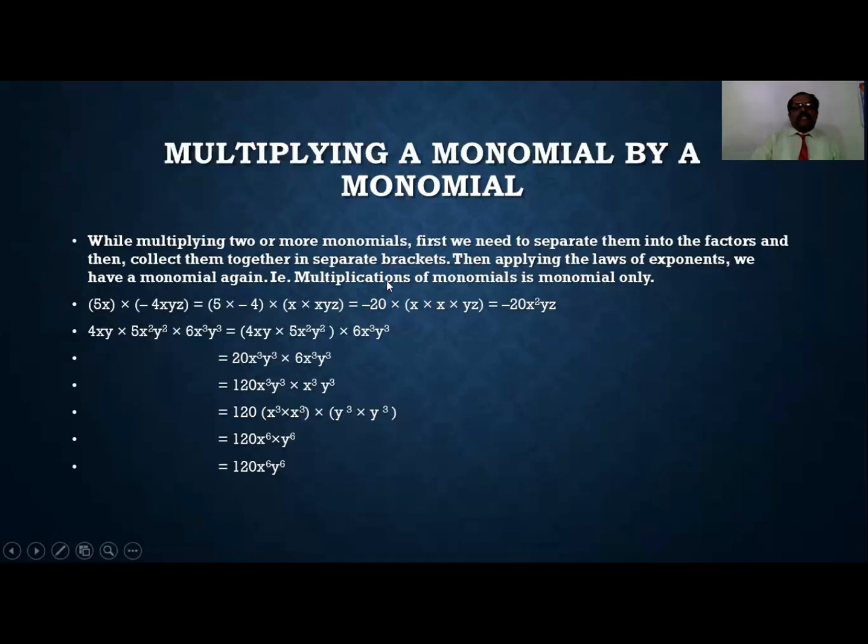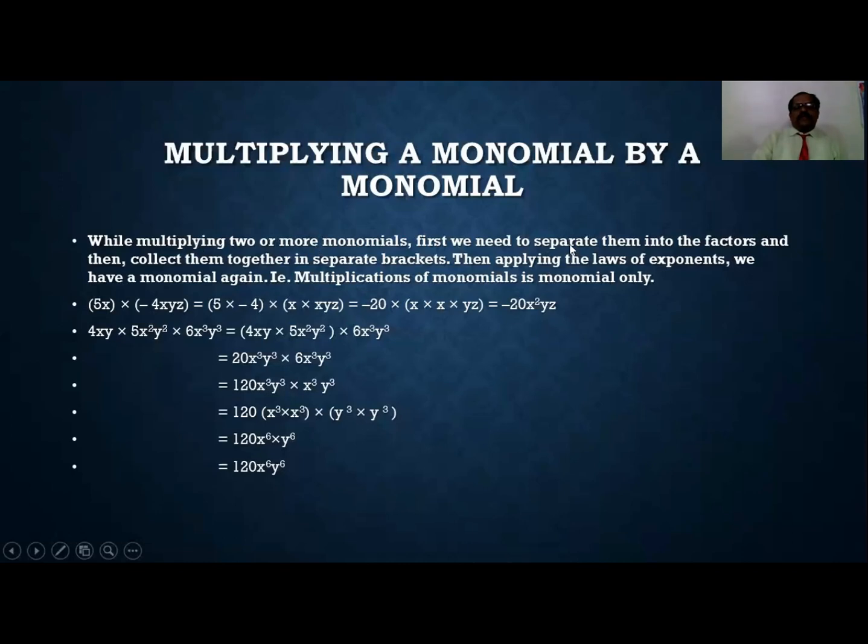So how will it be? Let's see. Let us consider one example. Here we have two monomials. The first one is 5x and the second one is minus 4xyz. So how will the multiplication of these two monomials be?